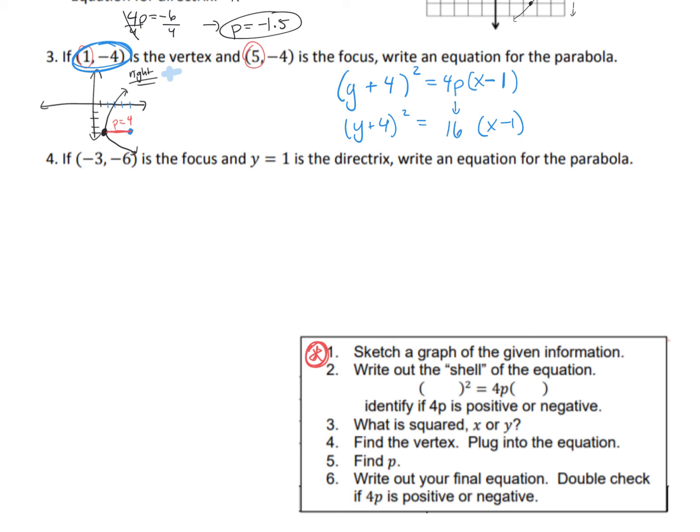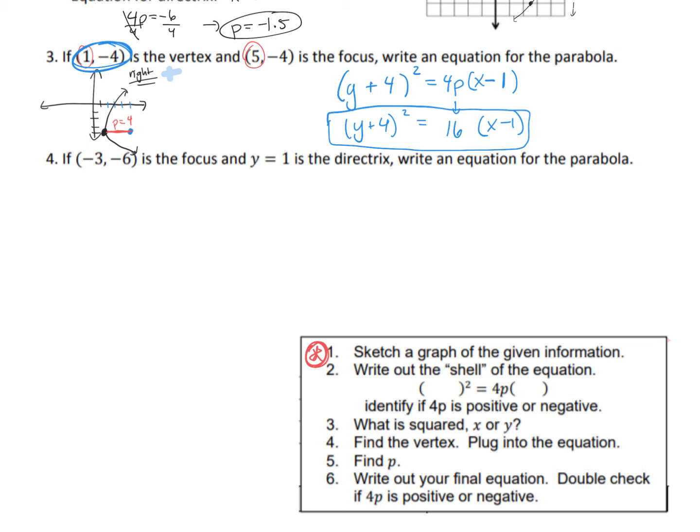And let's look at number 6. Write out your final equation. Double check if 4p is positive or negative. This looks correct to me, right? We don't have to simplify anything else. We got our 4p is positive, which is good. We got our vertex in there. We got y squared. That's all I have to do for that type of equation.